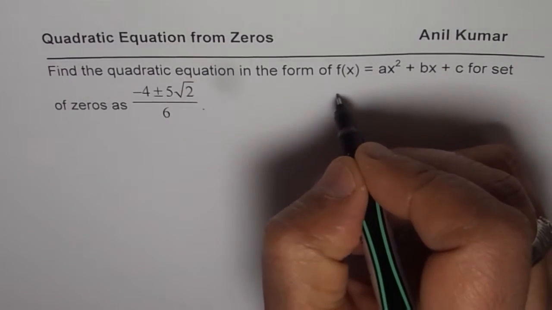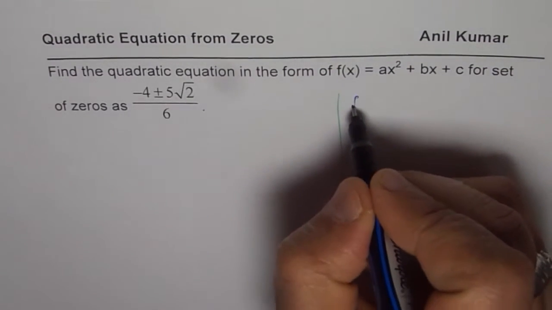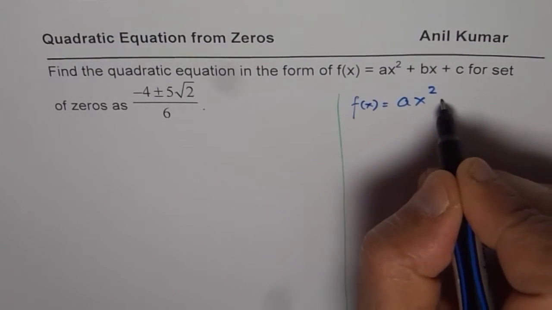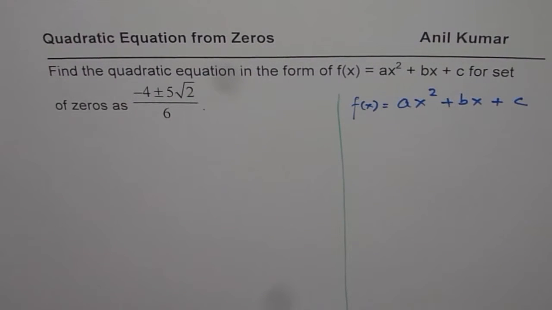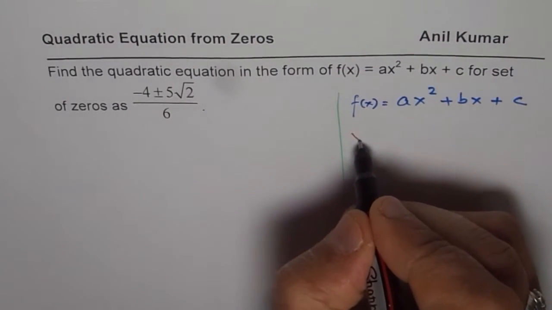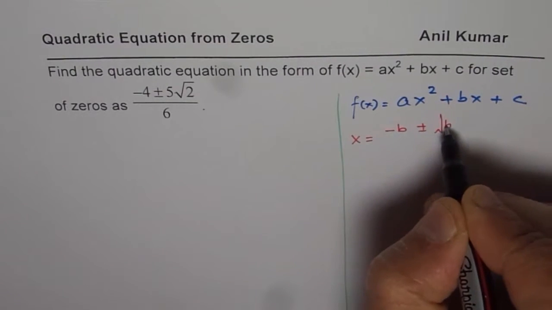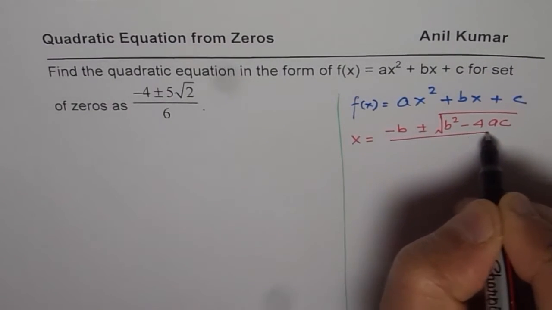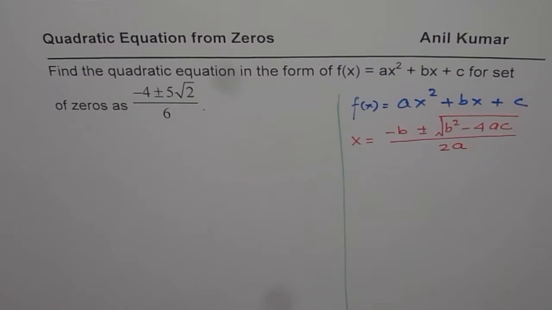Let me start with a very general explanation of the theory behind it. So let's begin with a quadratic equation. Let us say the standard form of the equation, ax² + bx + c. Now if I need to write the solution of this equation, I can use the quadratic formula: x = (−b ± √(b² − 4ac)) / 2a. So that is the quadratic formula.